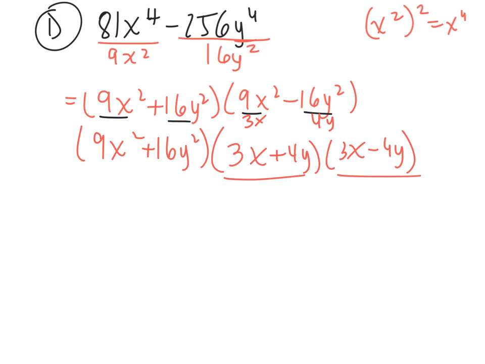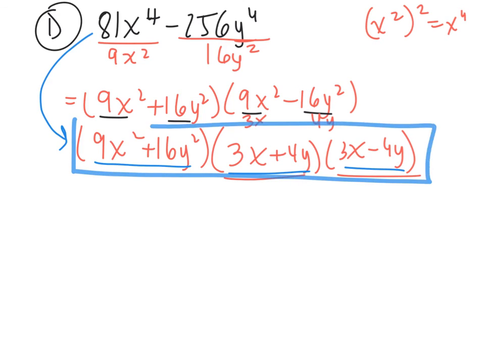And that, my friends, is fully factored. Again, fully factored is they have nothing left in common. No factors left in common. Here, no factors left in common. Here, no factors. Here, no factors. So I can rewrite 81 x to the power of 4 minus 256 y to the power of 4 as this in factored form. And that is fully factored, okay, guys?